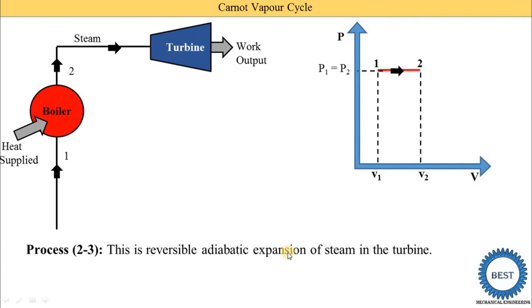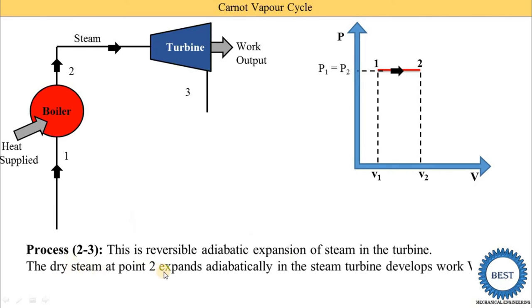Expansion means the pressure is reduced and the volume is increased. It is called the expansion process. The dry steam at point 2 expands adiabatically in a steam turbine and develops work, and this work is denoted as WT, where W means work and T means turbine.